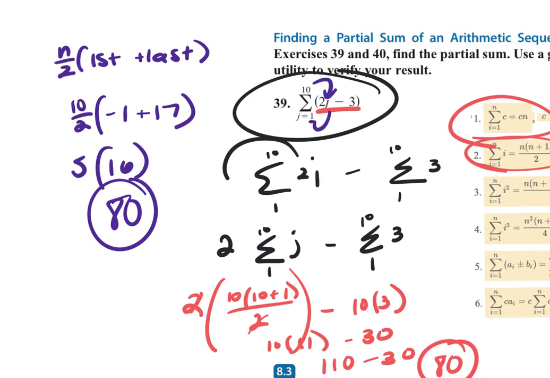So if it's arithmetic, I would strongly recommend that you use the first and last. It's going to be easier, but you also could use your expansion and your summation rules. Question, if the bottom number is 1.